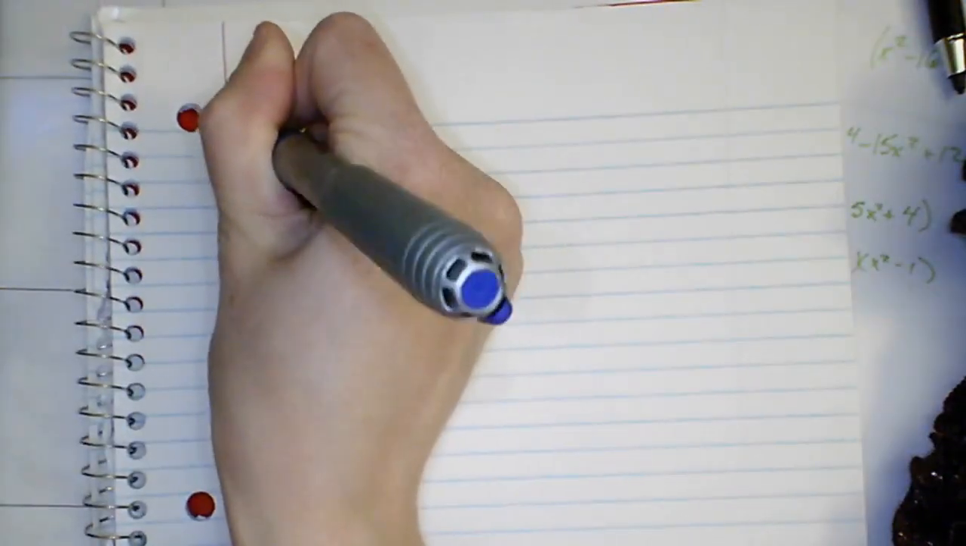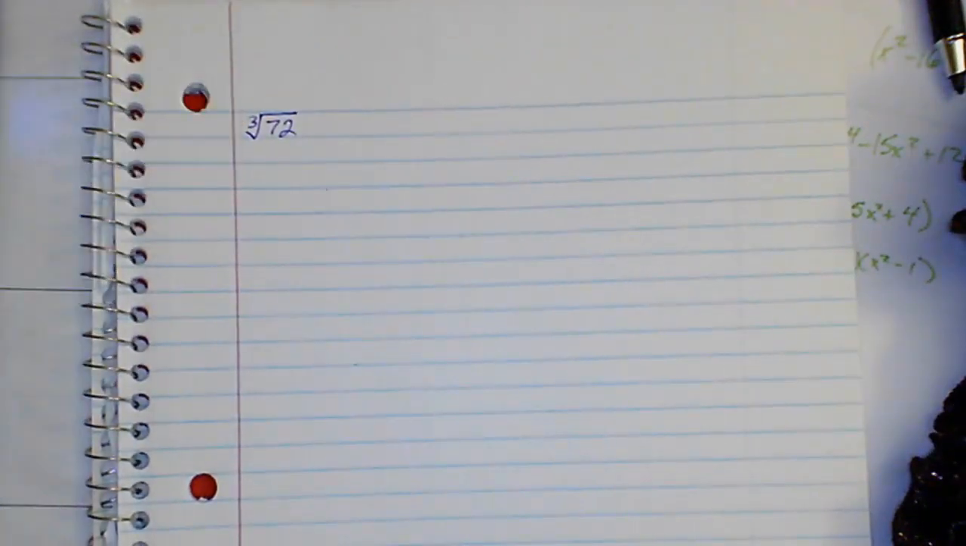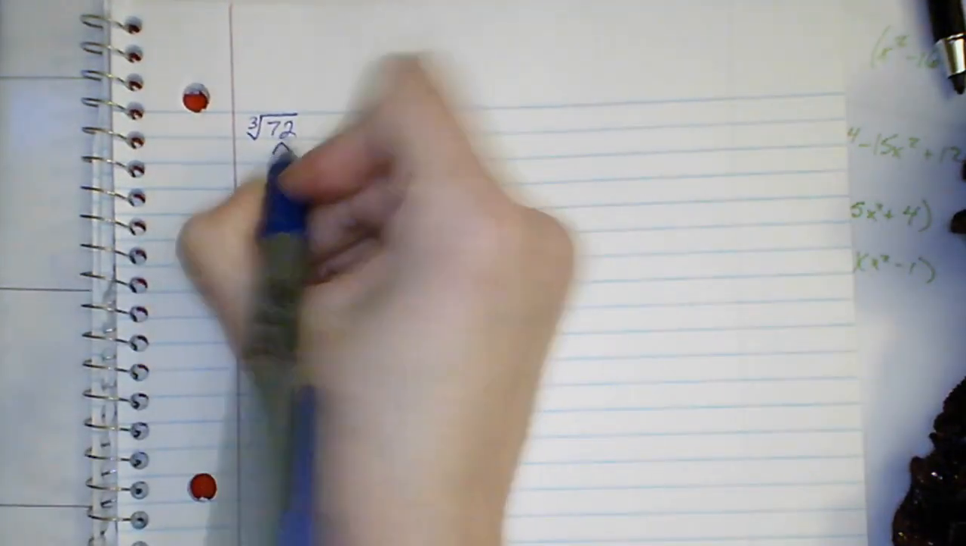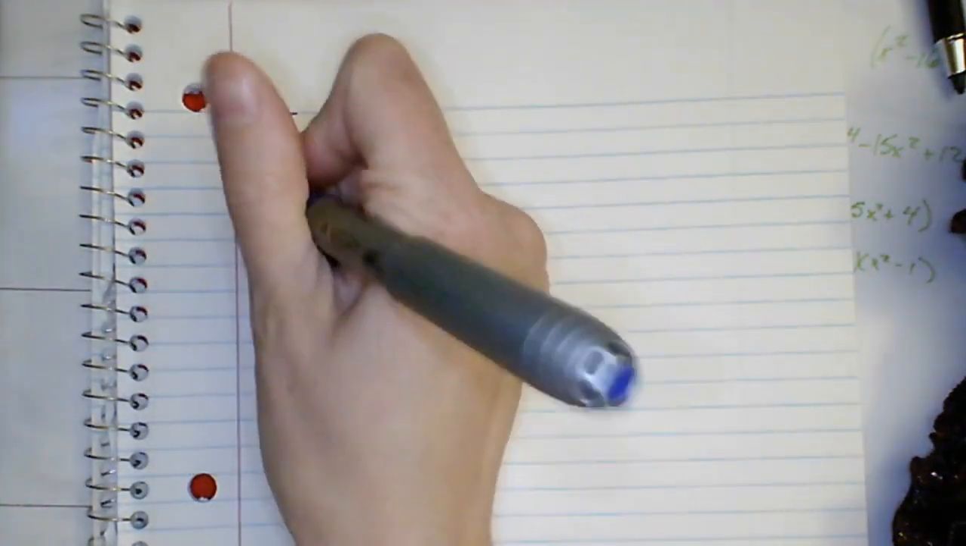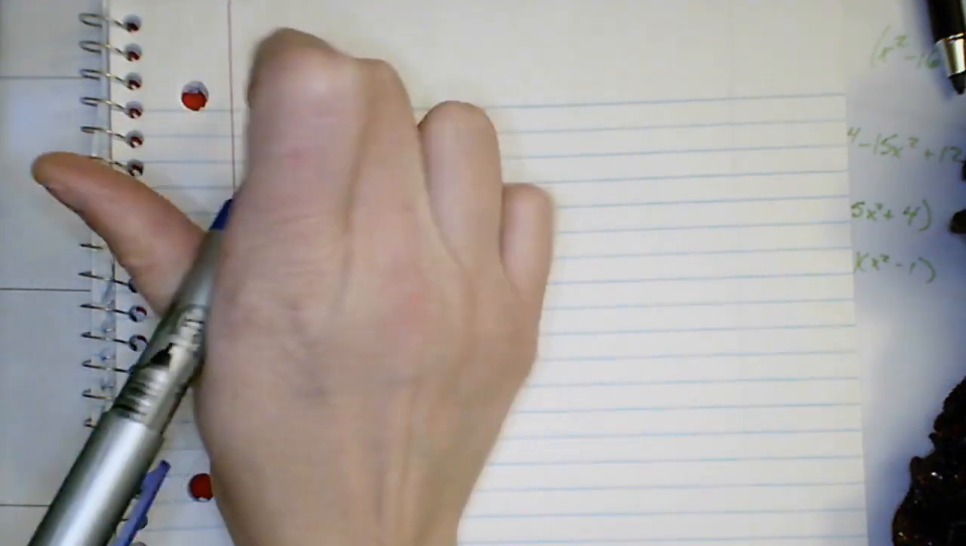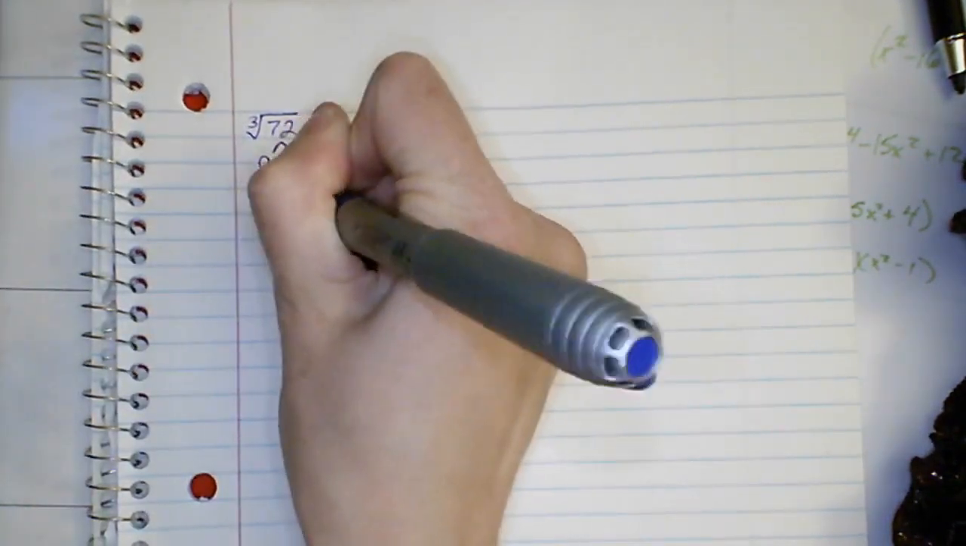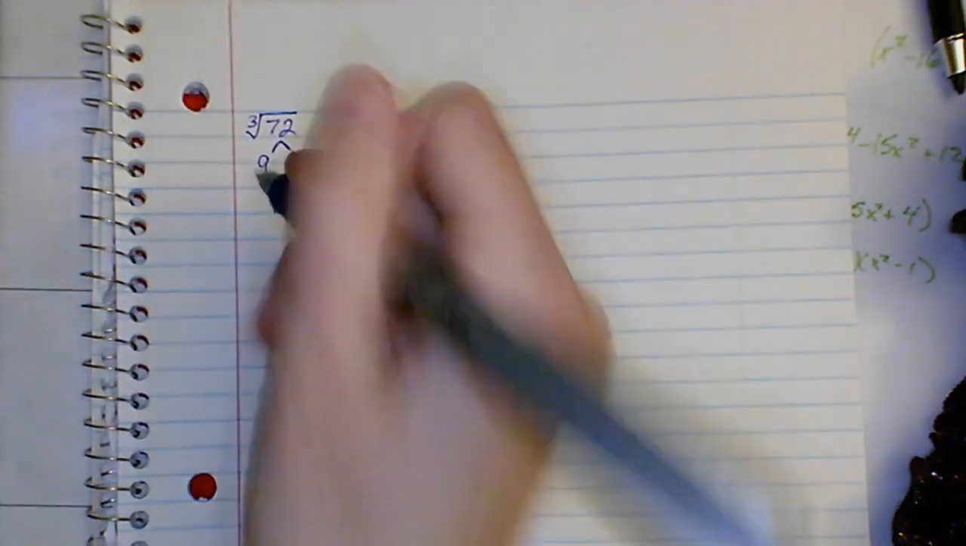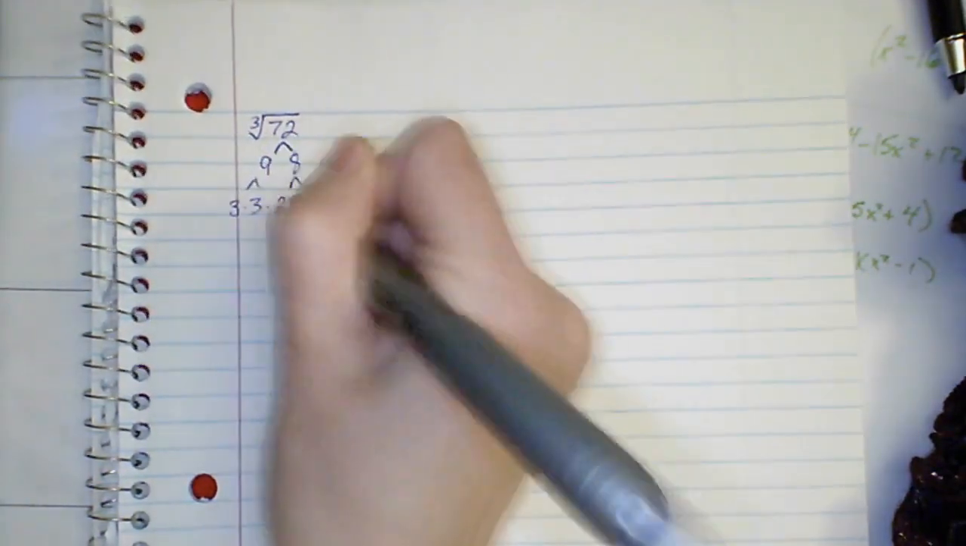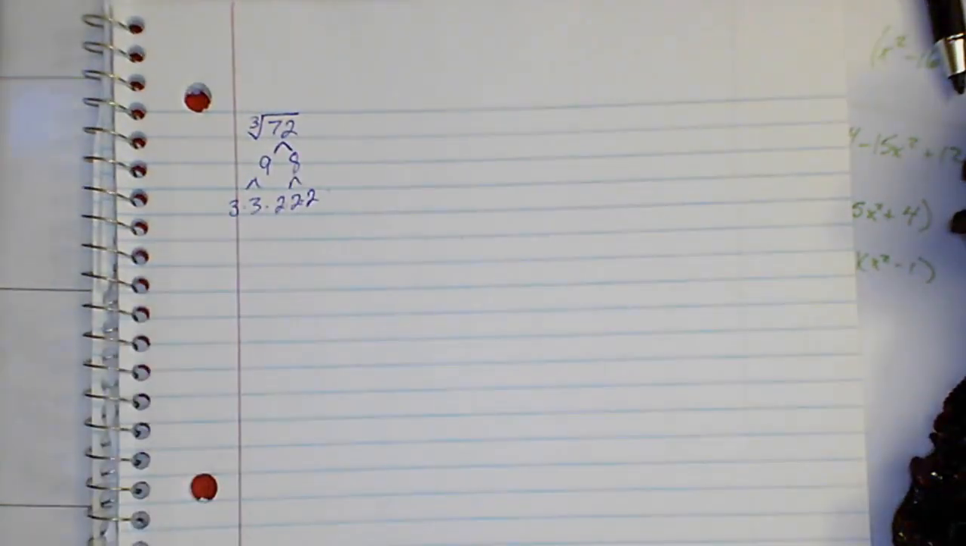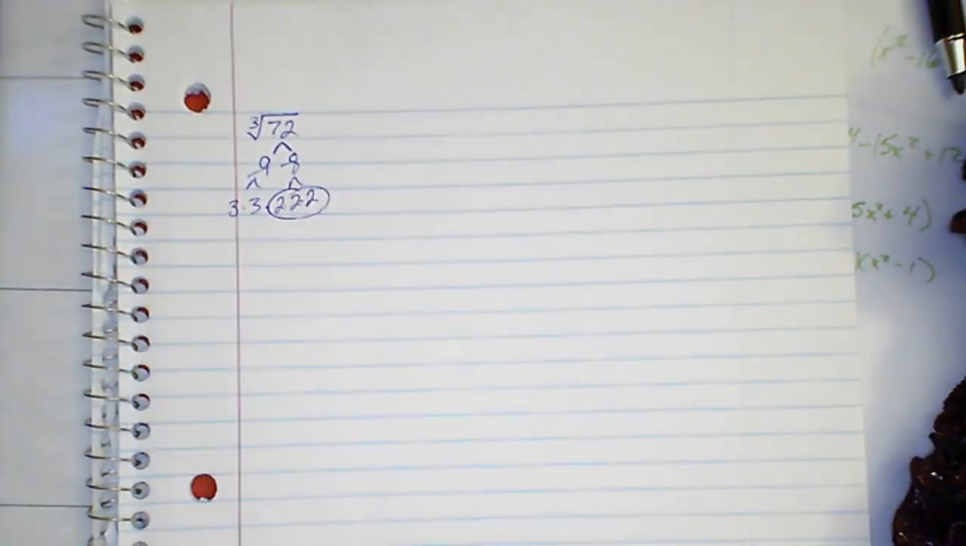We have the cube root of 72. This time we have a cube root, so we will need 3 numbers to break out of jail. So a group of 3 numbers will break one loose. Let's see, that will be 9 and 8. 8 is 2 times 2 times 2, and 9 is 3 times 3. Or you could have broken 8 up into 4 and 2, and then the 4 would break up into 2 and 2. So it takes 3 to break 1 out of jail.